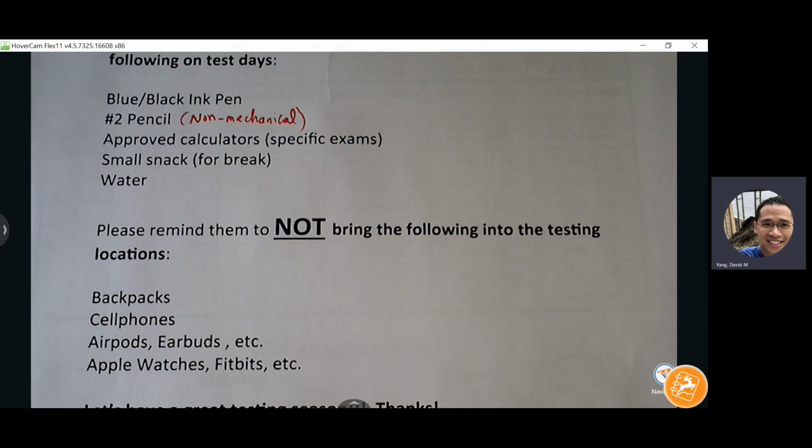I feel like most of you probably drive. So if you do, just leave your phones and backpacks in your car. It'll just make the process go a lot smoother. Okay.